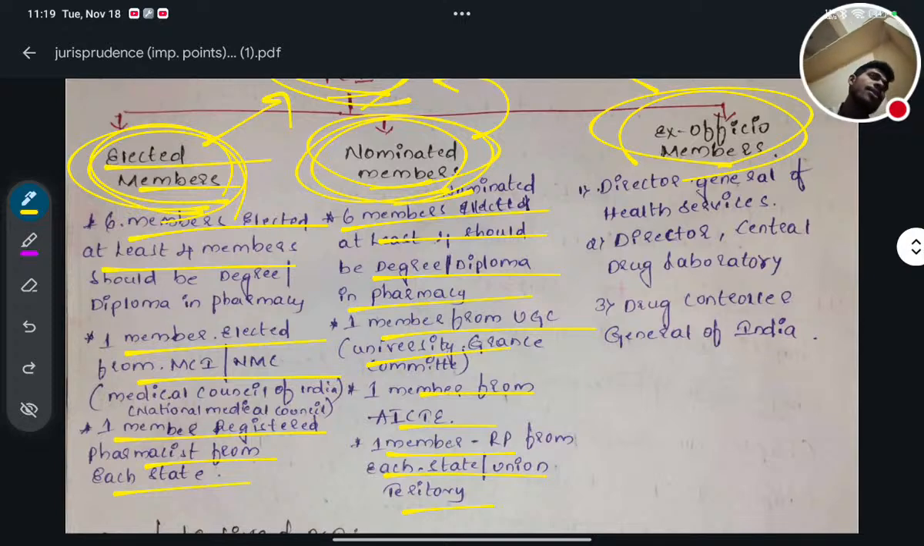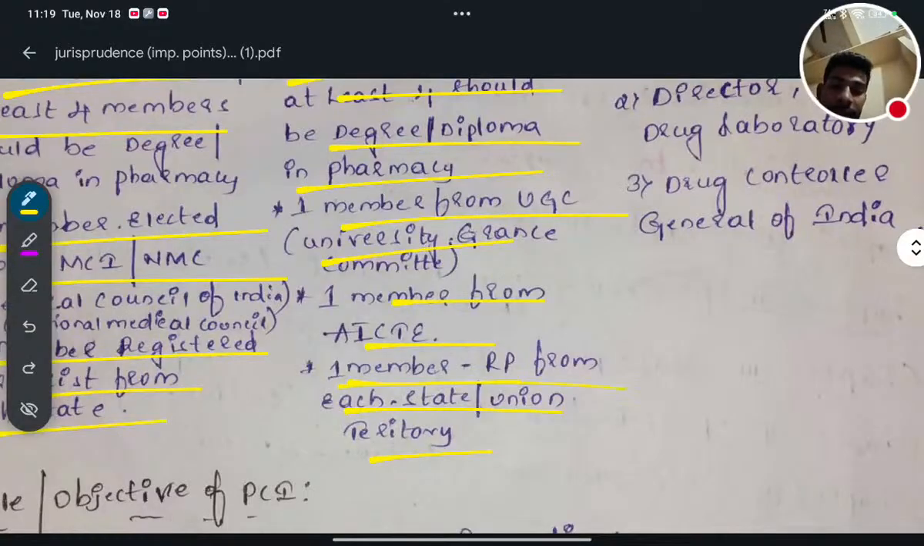Union territory means some territory such as BTAD, Boroland Territorial Area District. This is a different territory. Nagaland is a different territory. Like this, in the northeast you will get so many territory areas. So from each territory, 1 member should be there, and this member should be a registered pharmacist.